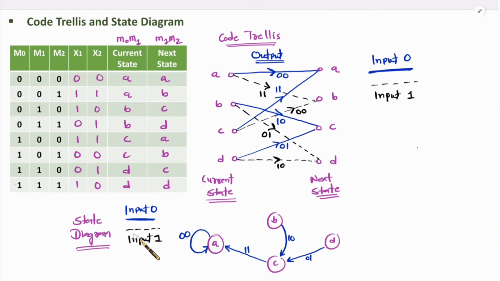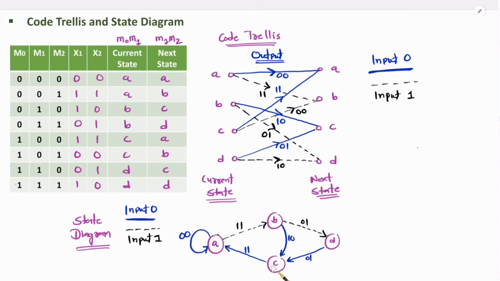Similarly, now for input 1, I'll plot lines. So current state A, input 1. Current state A, input 1, next state B. So now I'll plot a dashed line, you can observe. And on the line, we need to write output, that is 1 1. Now see current state B, input 1. Current state B, input 1, next state D. So B to D through dashed line. Current state B, input 1, next state D, output is 0 1. So note down 0 1.